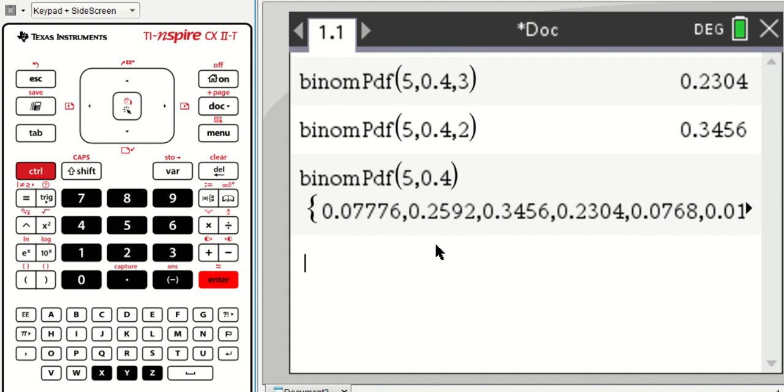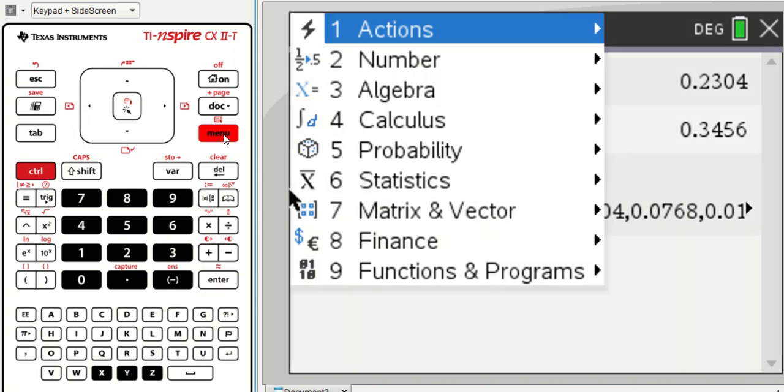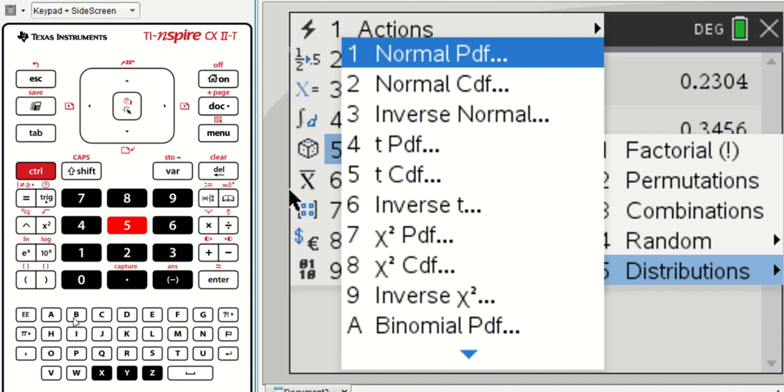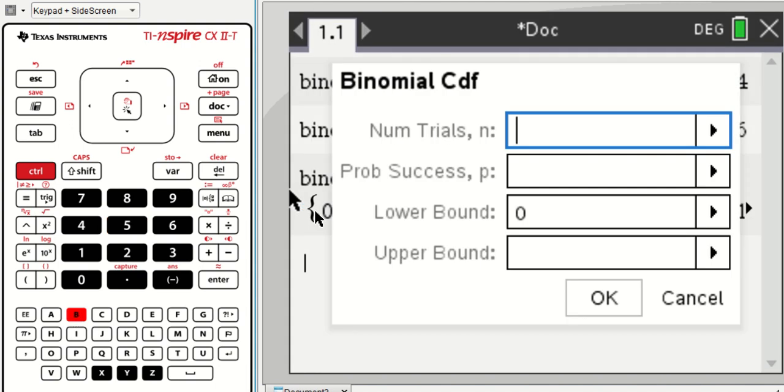So we could use the PDF to see all possible values, but if I know I have a range of values that I want to see, the CDF is the way to go, the cumulative density function. If I choose Menu again, option 5, and then B, the binomial CDF allows me to enter a lower bound and an upper bound.